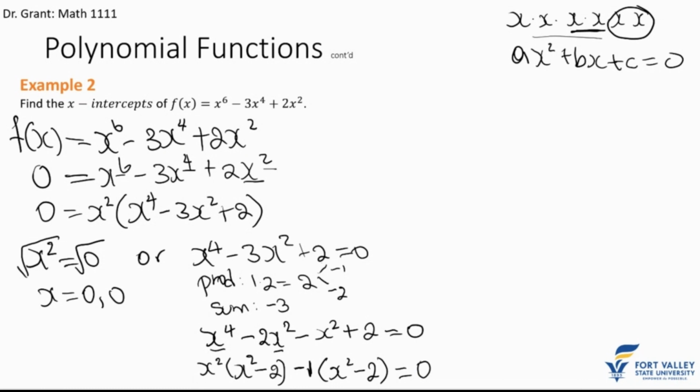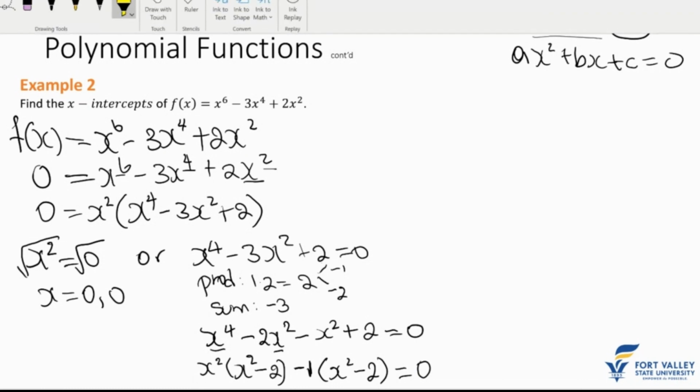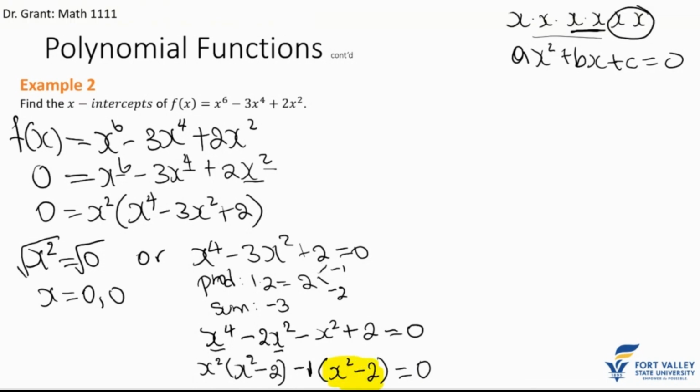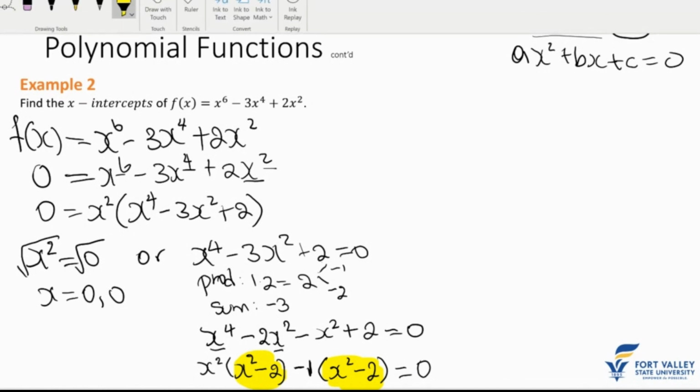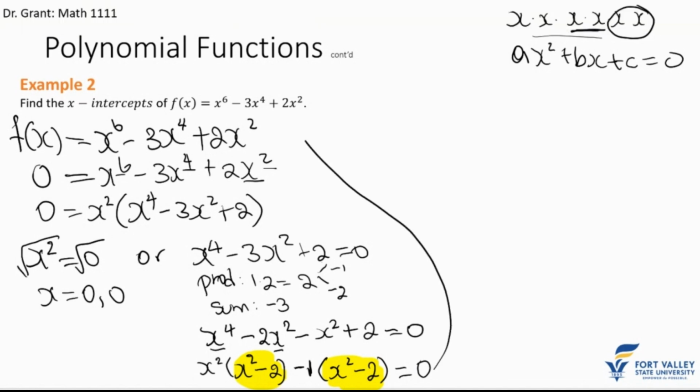So at this point, we see that we have these two things in common. So we have these two things in common, we can pull them out. So that means we have x squared minus 2. And then here we have x squared left over. And here we have -1 left over.